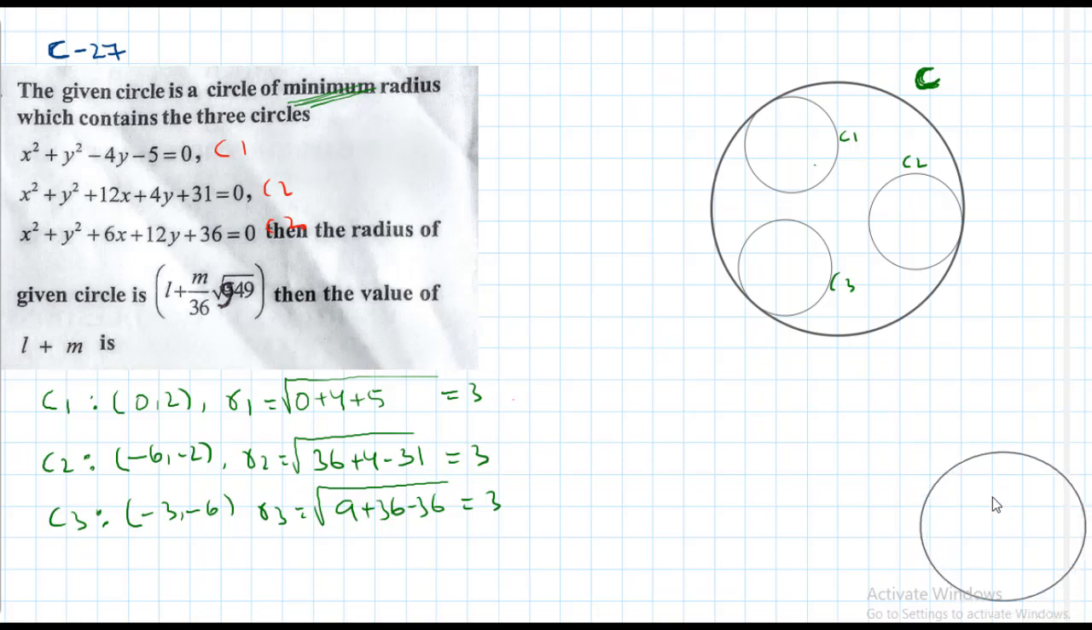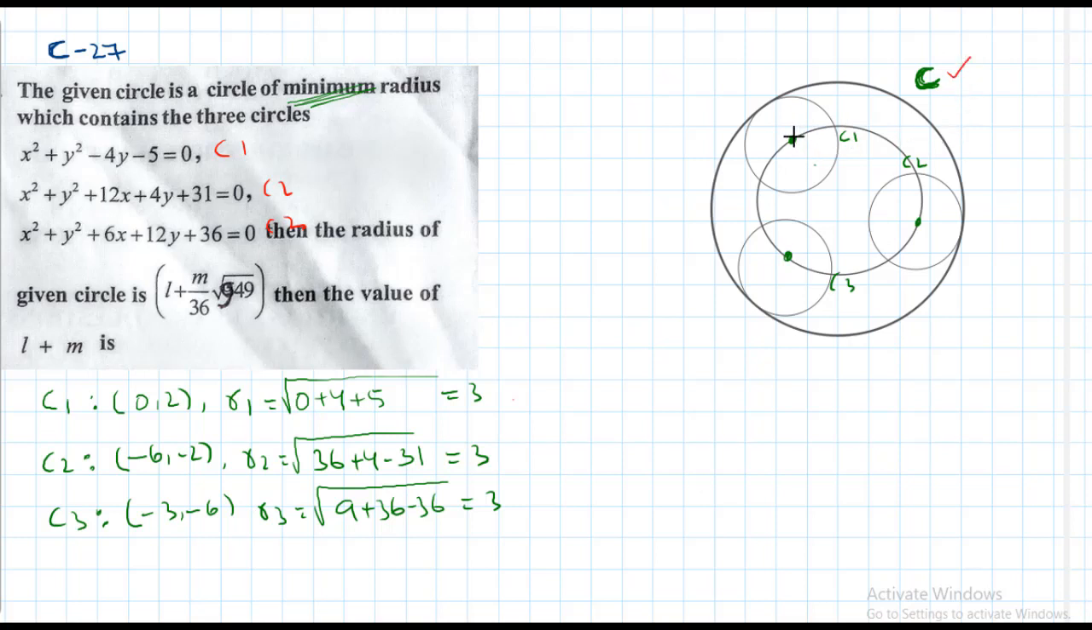So see here, this is one of the circles which passes through the centers of all the three circles. Important logic: this is not the required circle. The required circle is already C. Assume that there exists a circle that passes through the centers of the three circles. If you know the radius of this circle, then you can easily find the radius of the required circle.